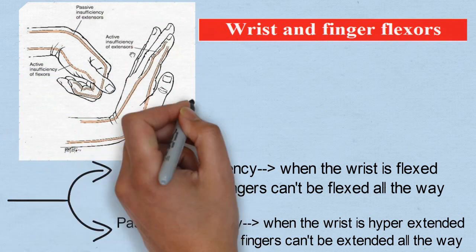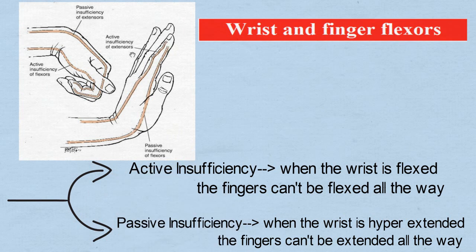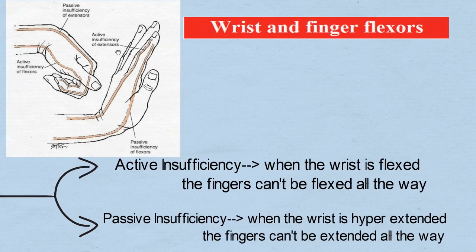If we see in the diagram, wrist flexors and wrist extensors, active and passive insufficiency. When the muscle is actively involved, like when the wrist is flexed, the fingers can't be flexed as far, and when the wrist is extended, the fingers can't extend, they flex, due to passive insufficiency of the finger flexors.